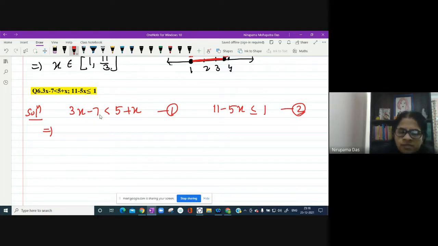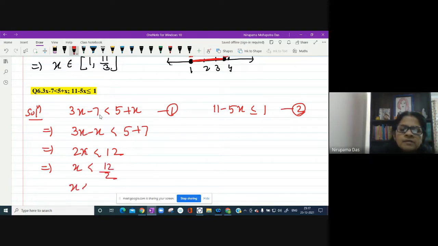So in this case, the first step is you can bring all the variables to one side and the constants to the other side. Okay, so 3x minus x less than 5 plus 7, or you can say 2x less than 12. Divide both sides by the coefficient of x. The coefficient of x is 2, so divide both sides by 2. x less than 12 by 2, or x less than 6. Okay, it is your solution. I can say 1, 2 I have already written, you can write here 3.